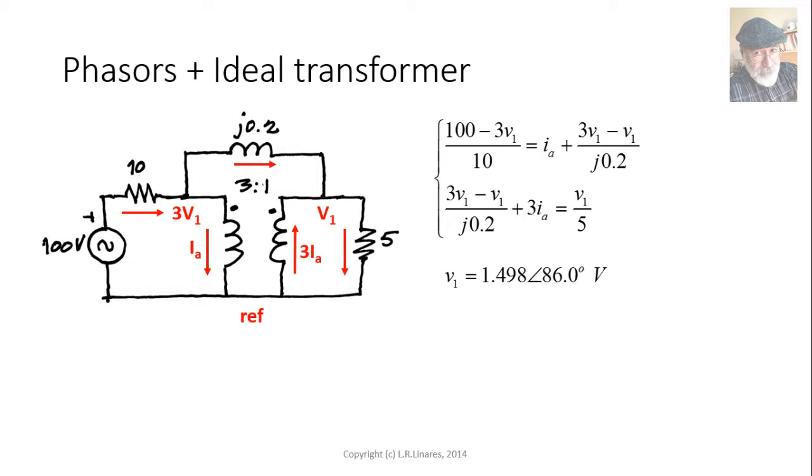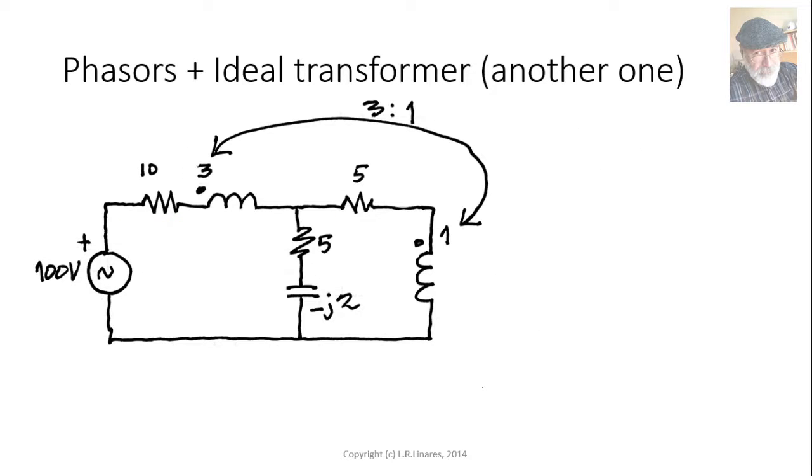Solve them, and we get that V sub 1 is 1.5 volts with 86 degrees, and that the current is 5 amps with 180 degrees. That is the solution. Let's do another one for good measure. This is even more interesting, right?